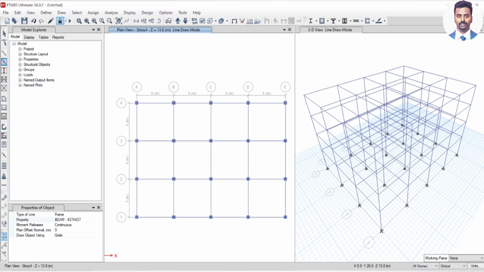Assign the slab. We have provided the property of slab called slab 200. So let us assign it for each and every bay.